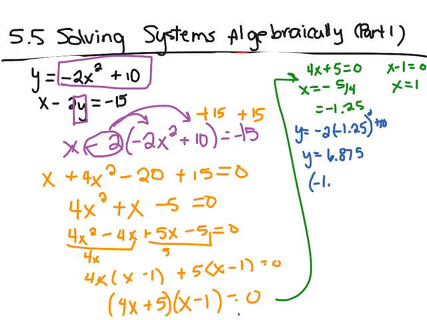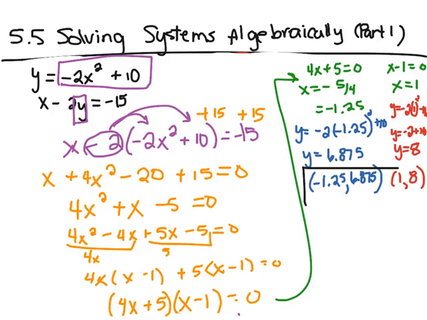So our point is negative 1.25, 6.875. And for our other point, we have y is equal to negative 2 times 1 squared plus 10. 1 squared is 1, times negative 2 is negative 2, plus 10 is 8. So our point for this one is 1, 8. And they both work. I already checked them. If you wanted to check them yourself, substitute them both into the equations.